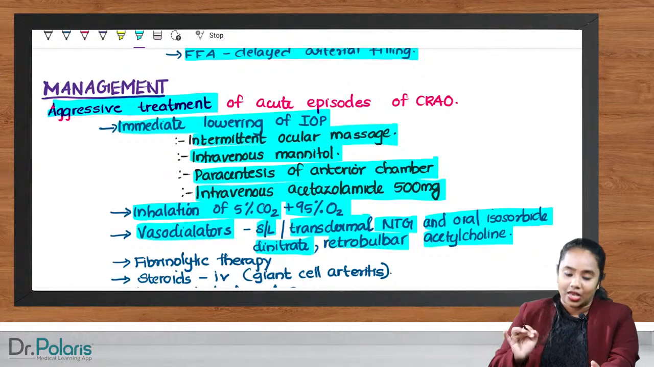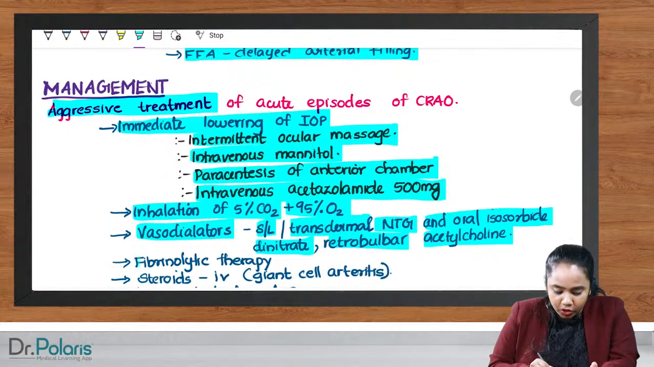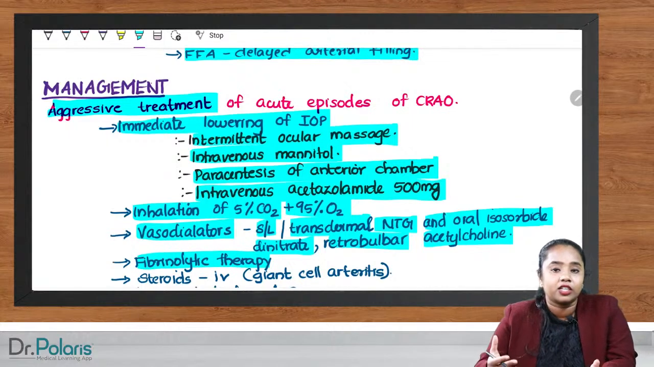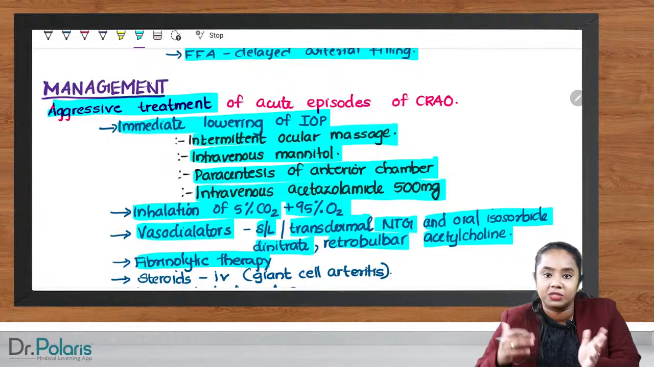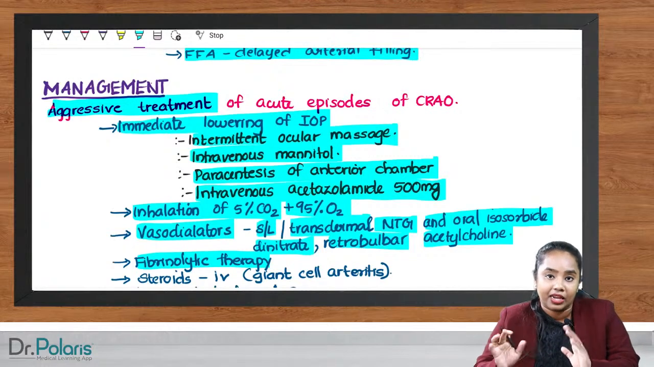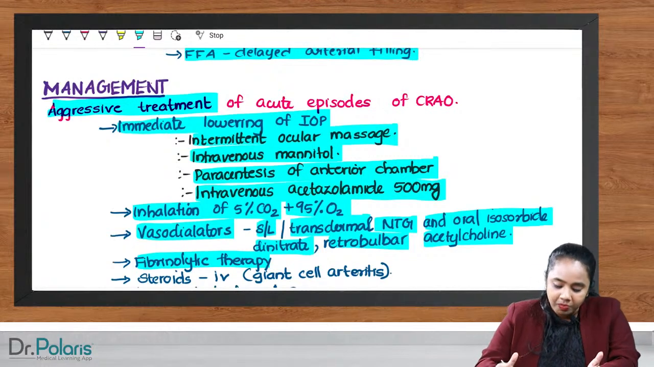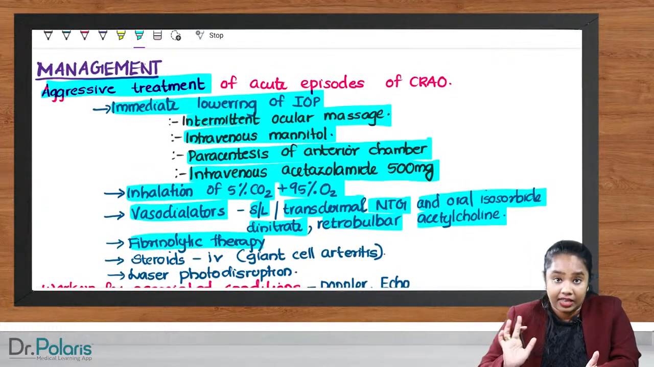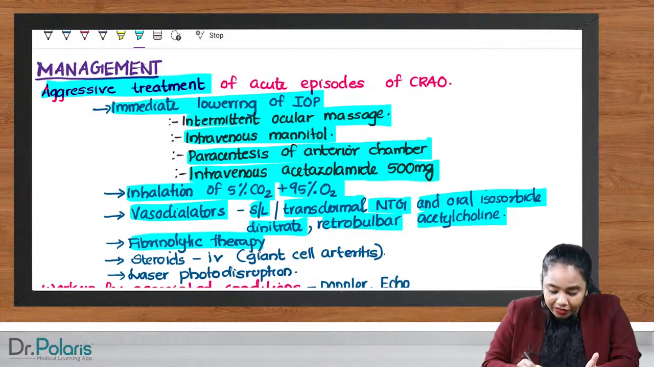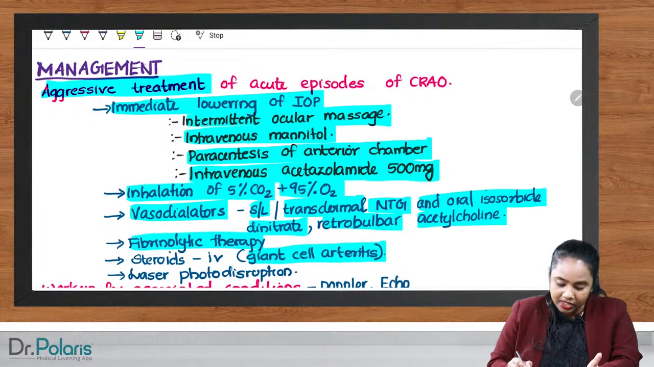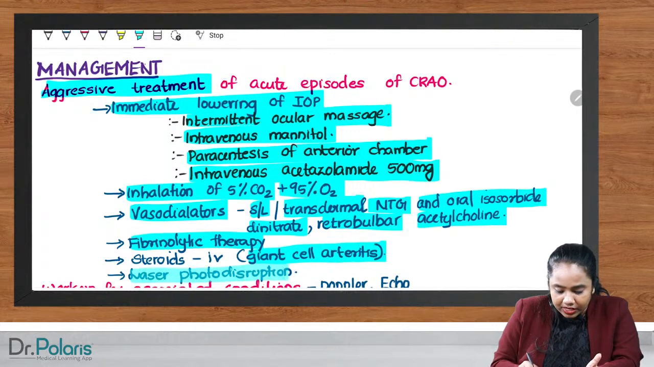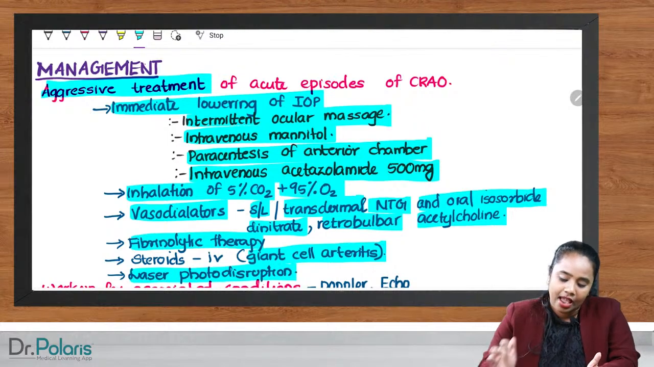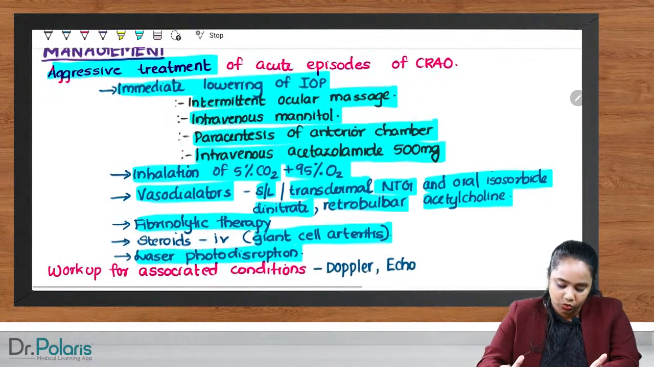Now, fibrinolytic therapy can also be taken into consideration because most of the time it is an atheromatous or a platelet fibrin kind of emboli. So, fibrinolytic therapy is also considered. Intravenous steroids are considered only if there is a component of giant cell arteritis, and laser photo disruption can also be done as aggressive treatment in acute episodes.